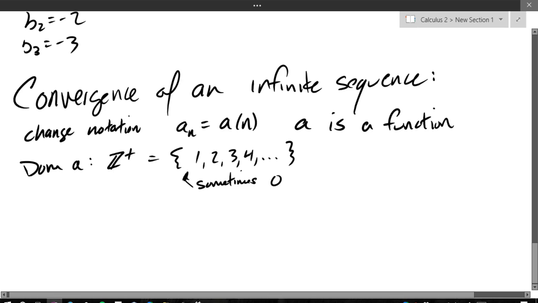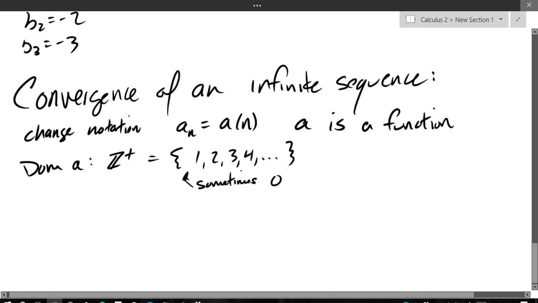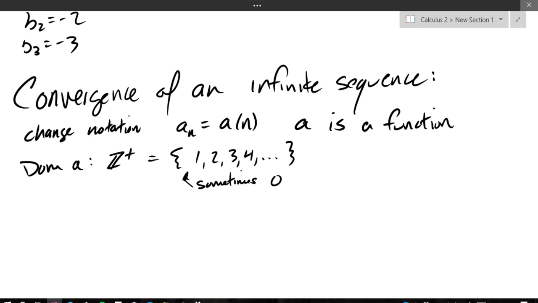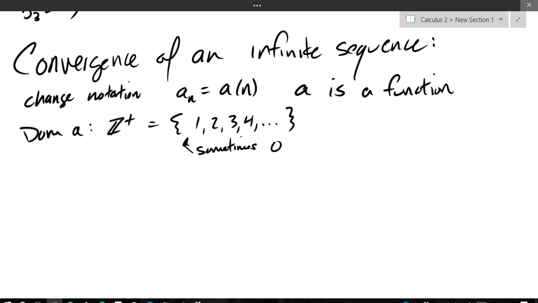Sometimes zero. So I'm being very casual about zero, because it doesn't really matter if we start at zero or one or two or three or 100. The idea of convergence happens at the end of the infinite sequence. So the first 1,000,000,000 terms don't matter. It's what happens when n is really, really big, like million, billion, trillion. So that's why I don't really care if I start at 0 or 1 or even 1,000. It really depends on when n is huge. So that'll be domain, and our range is the real numbers.